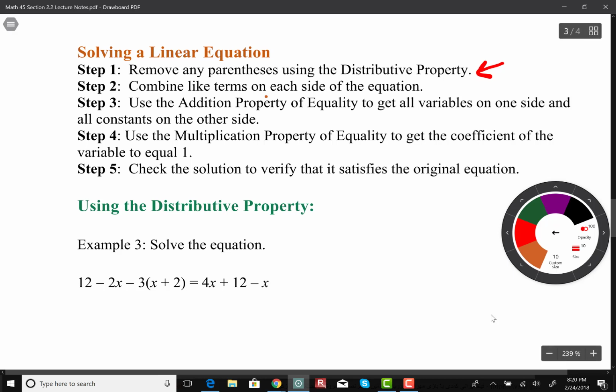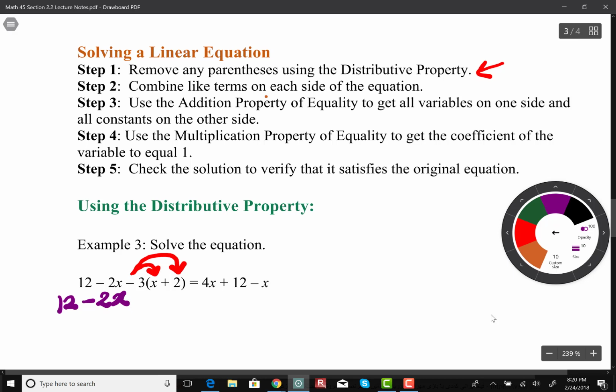For the distributive property, you can see that I have to only multiply -3 inside these parentheses. So that's the part that I have to distribute. So I'm going to rewrite everything else like 12 minus 2x.